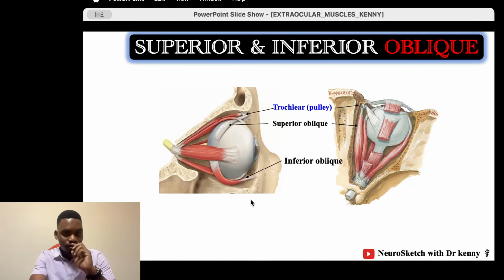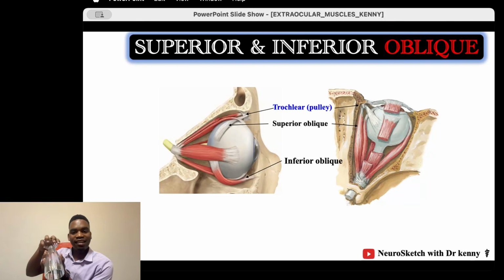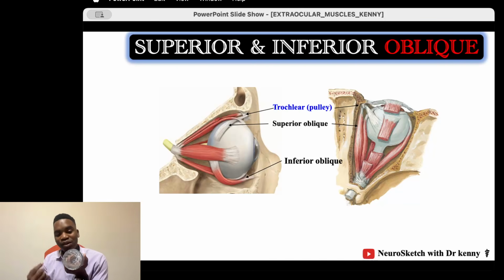Inferior oblique, same applies. How unique this is: all other muscles originate from posterior, behind, so assume this is the eye, all the muscles originate somewhere around behind. And then the inferior oblique, to be unique, originates from the floor of the medial side of the orbit. So assume we have an orbit somewhere around here, and it originates from the medial side of the floor of the orbit, just to make your life miserable, right?